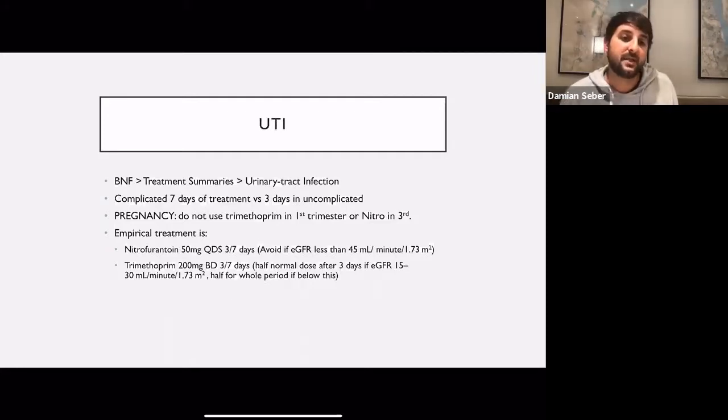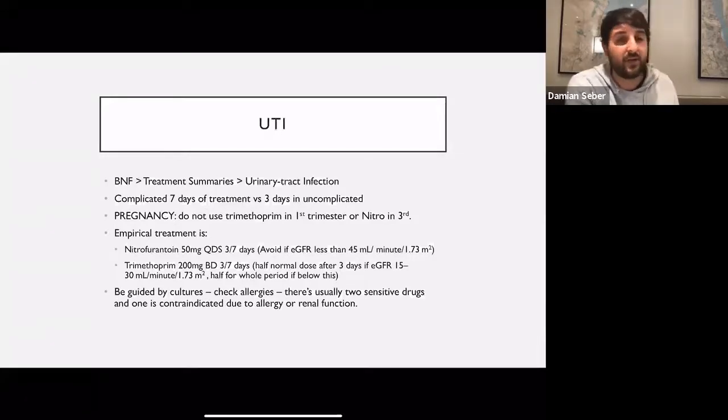And for complicated UTIs, you give 7 days of treatment versus 3. So all men are complicated, and so is any instrumentation they have had recently, things like that. It gives you a list in the BNF of things that are included there. And be guided by the cultures.